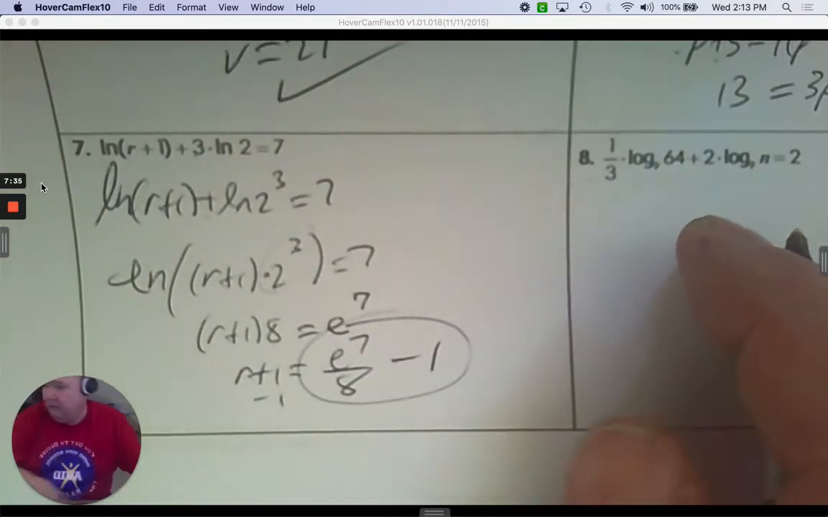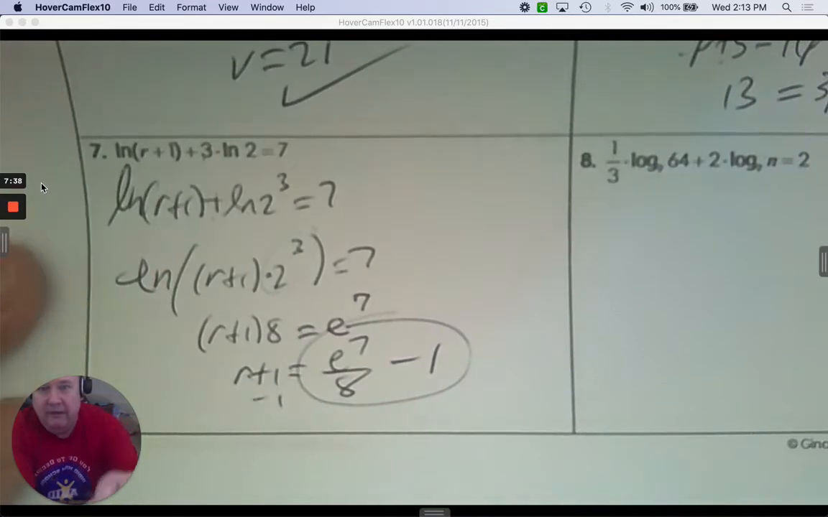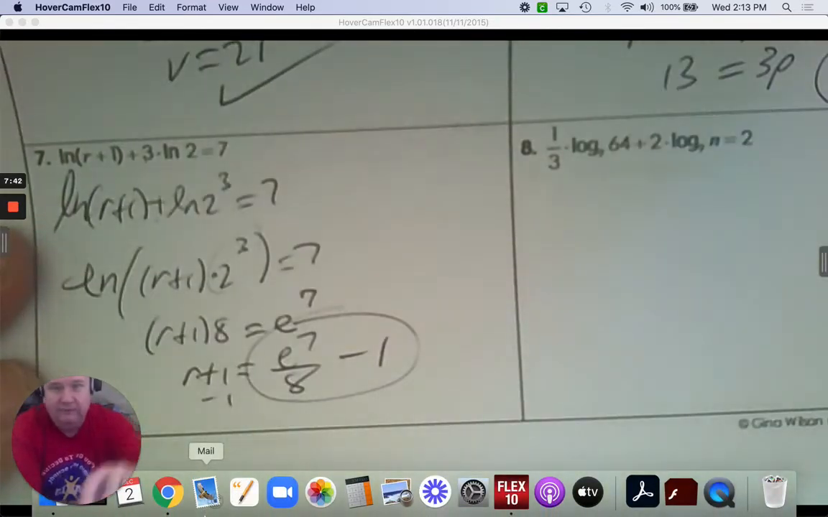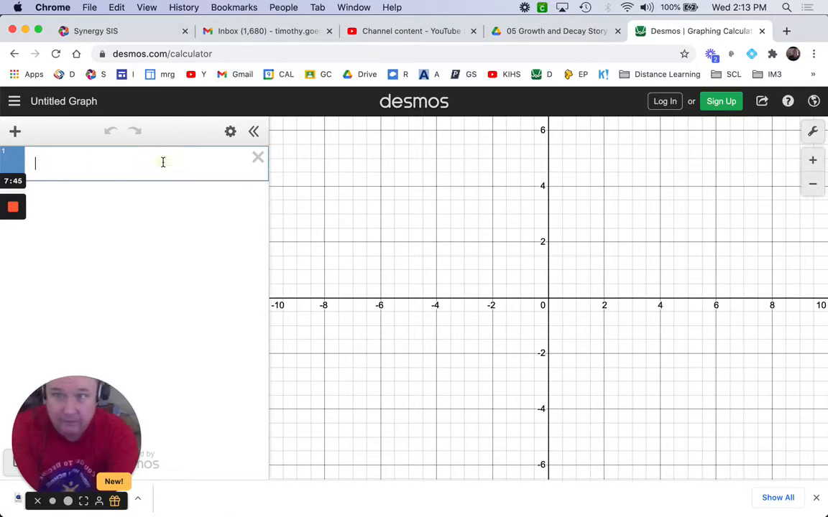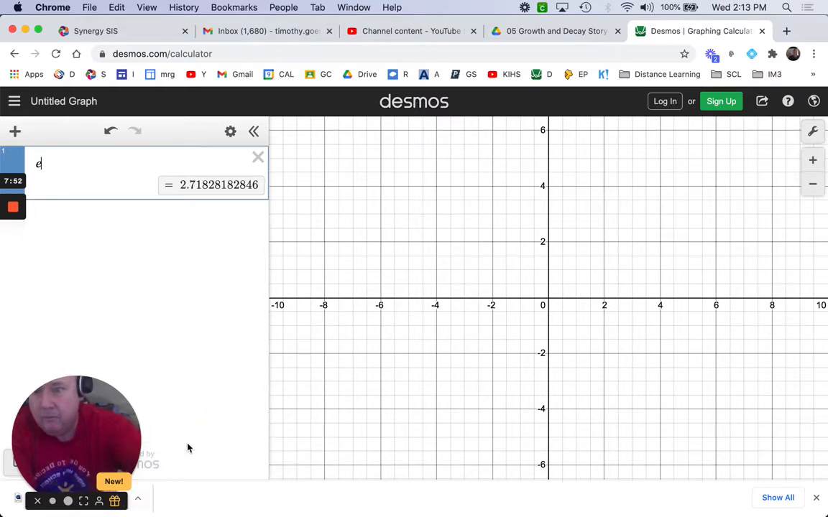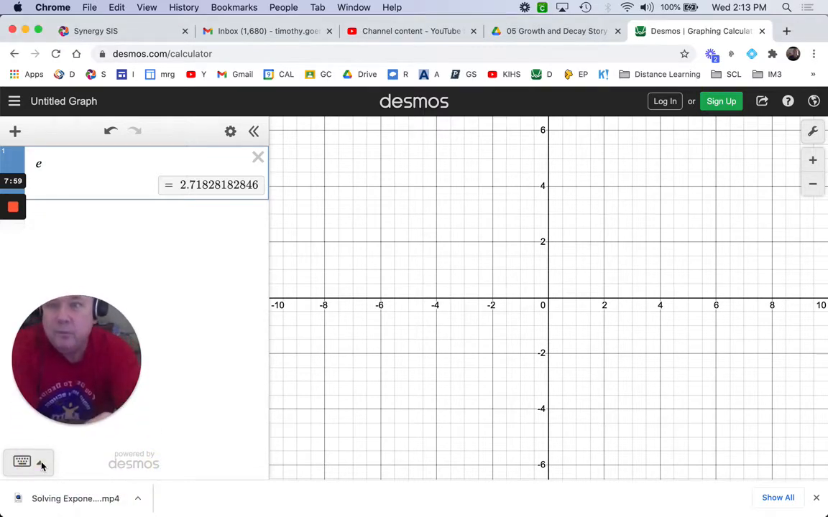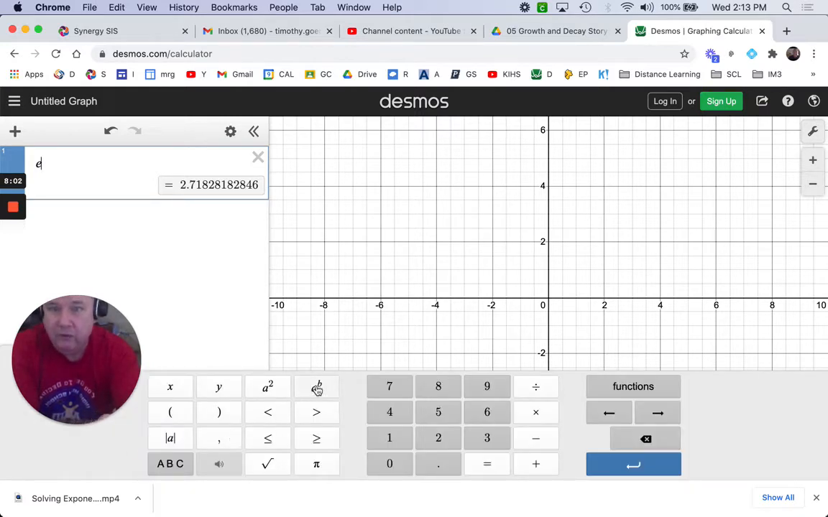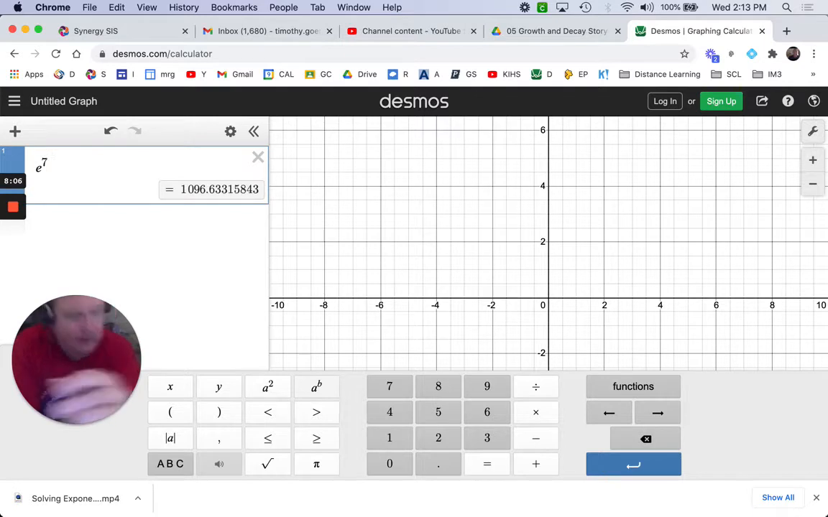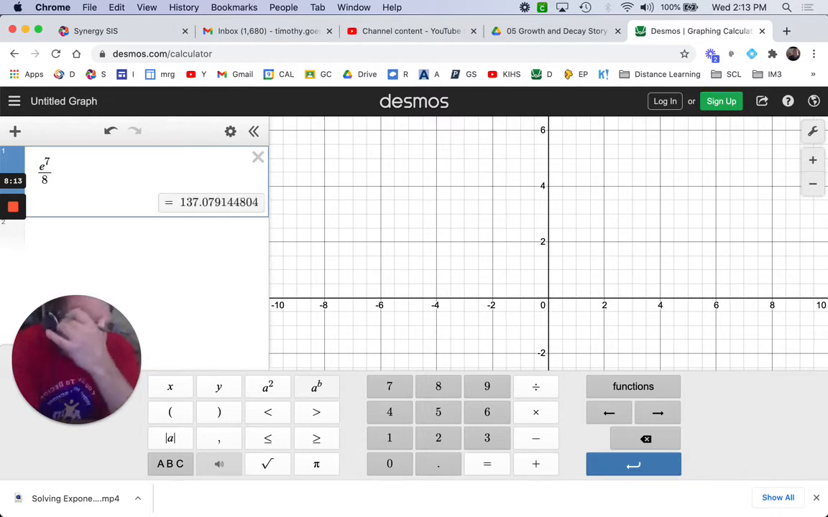If you want to use your calculator, you can. So let's see, what would it look like if you put that in Desmos? Oops, let me show you. So in Desmos, you could just say e, and to the exponent, let me move my face. There it is. I just need the exponent button. So e to the 7 divided by 8. Move the cursor first. Then divided by 8. Move the cursor and subtract 1. So it's about 136.079.